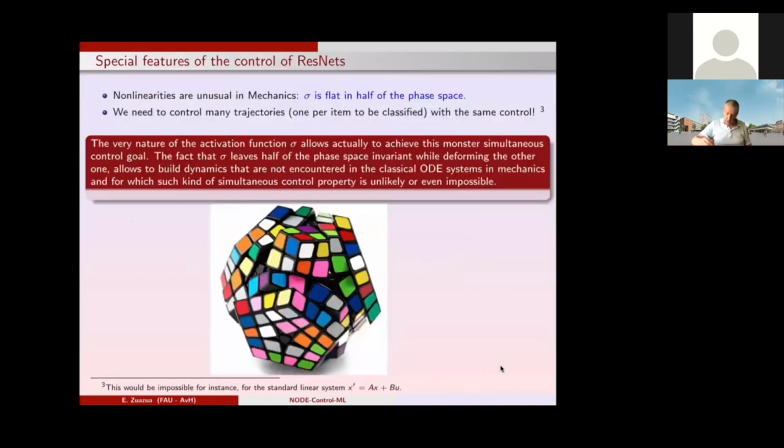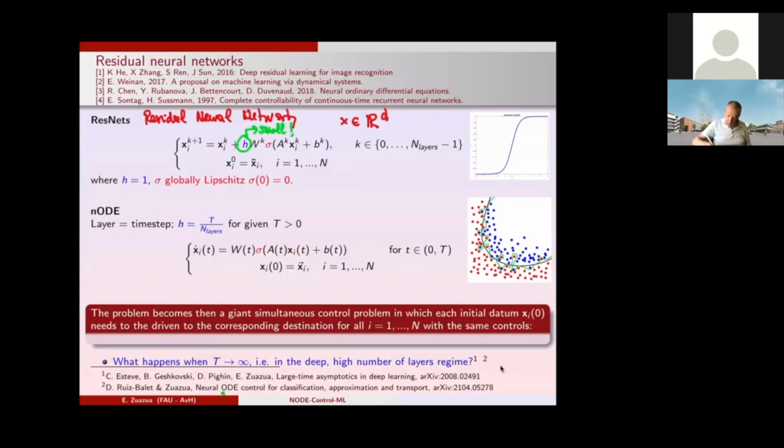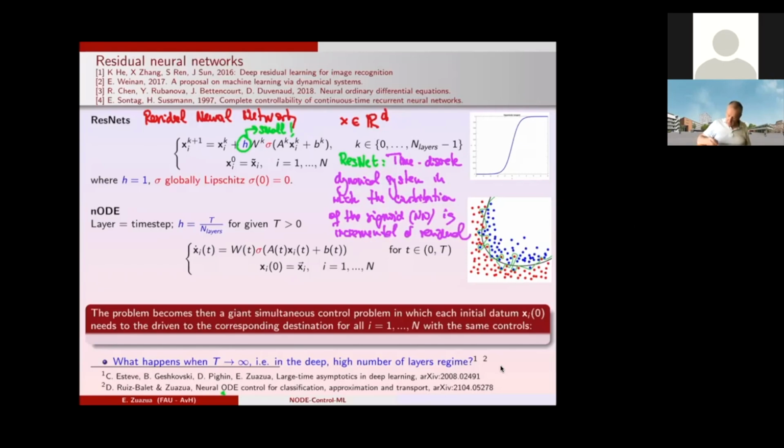So a ResNet, which is the abbreviation, sorry, for the residual neural network, right? A ResNet is just what? It's just a time discrete dynamical system in which the contribution of the sigmoid, which is the neural network, is incremental or residual, in the sense that it's just a small correction of the identity. Okay, very good. And then people said, in this way, you can generate a discrete dynamical system.